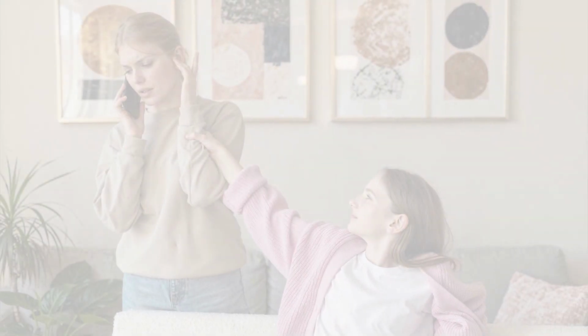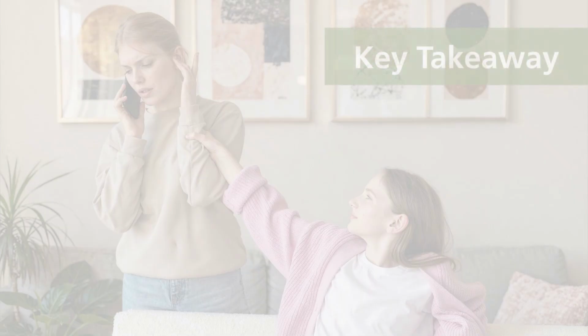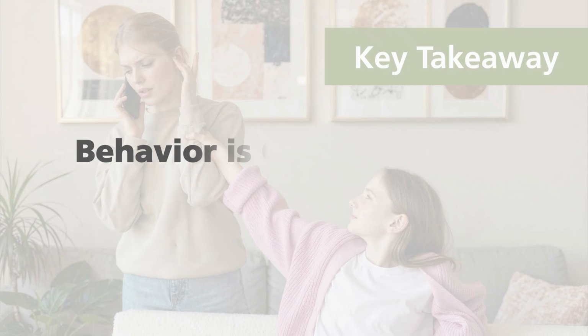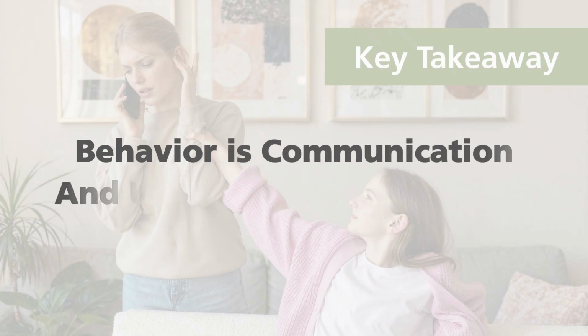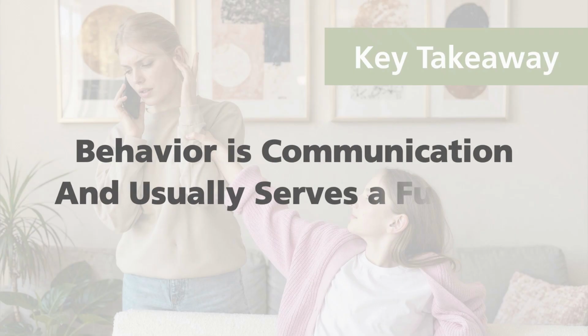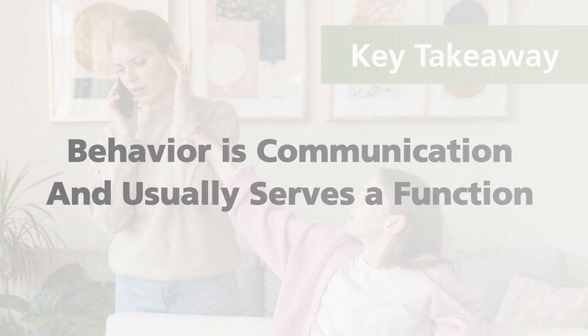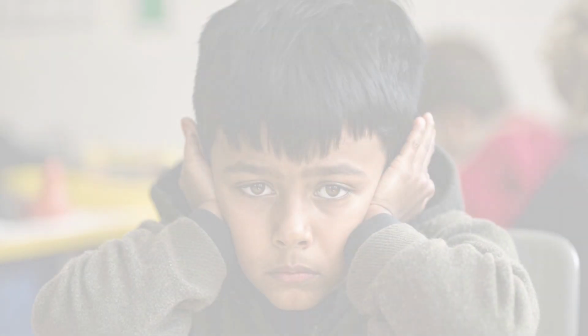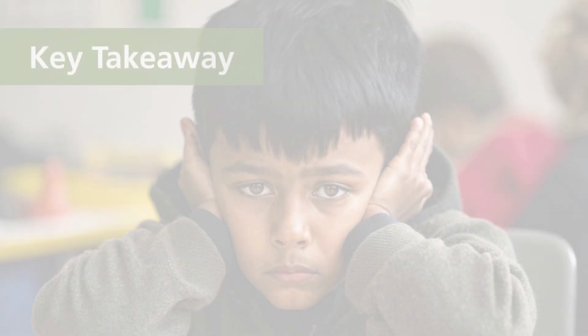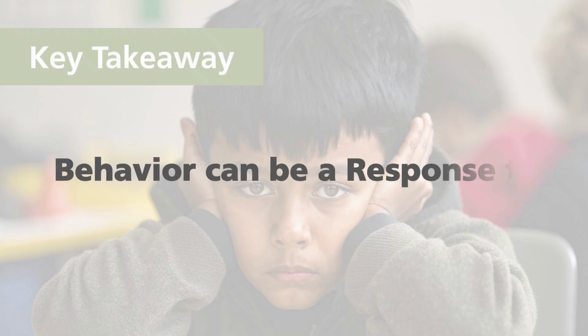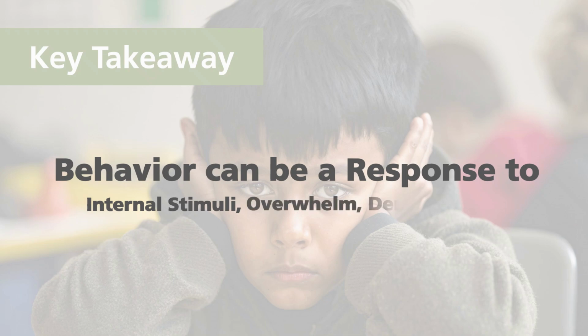Now that you've learned a little bit about the ABC method, let's cover the main takeaways. First, behavior is a form of communication, and it usually serves a function. There are many factors that can cause maladaptive behavior: a need for sensory input, too much sensory input, pain, hunger, unmet needs, or feeling overwhelmed. Any one of these antecedents can elicit negative behaviors. Behavior can also occur as a result of reinforcement.